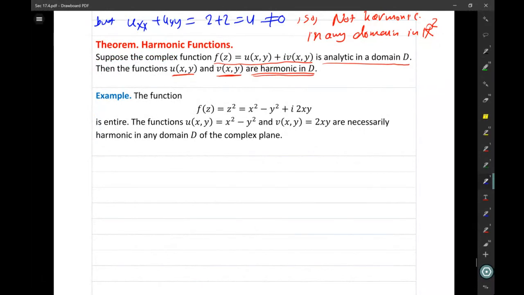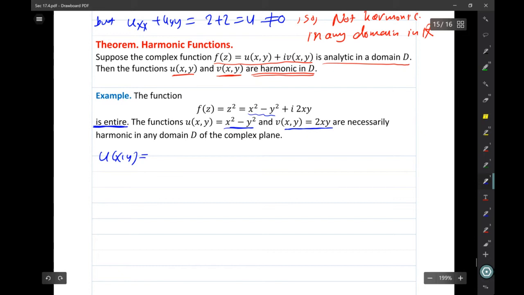The function f of z is equal to z square, which is x square minus y square plus i times 2xy. This is an entire function because it is differentiable everywhere, analytic everywhere in the complex plane. The function u, its real part, is x square minus y square, and the imaginary part is 2xy. Then those two functions, the real one and the imaginary one, should be harmonic in any domain of the complex plane. Let us check, is that correct?